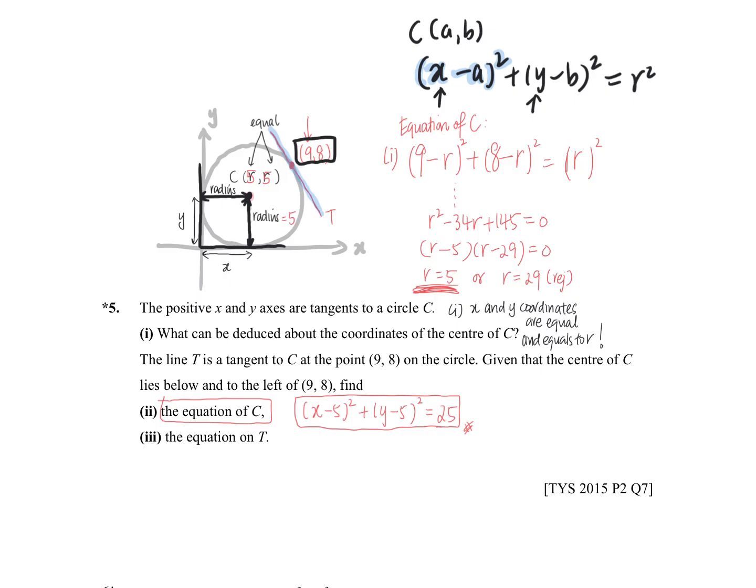Equidistant. Okay, last one. To find the equation of that blue line, I already have one point on the line. I need the gradient of that line. How to find?